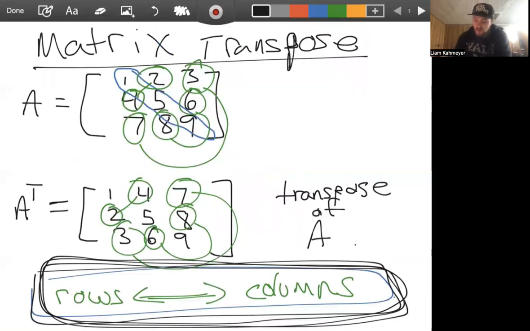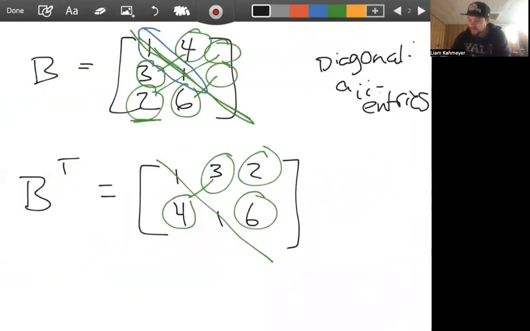So the first column of A becomes the first row of A transpose, and then the first row of A becomes the first column of A transpose. And so that's kind of what we're thinking about.